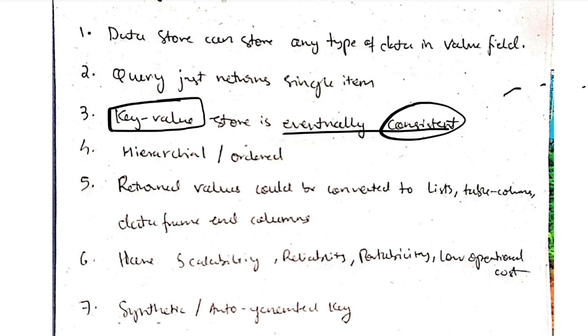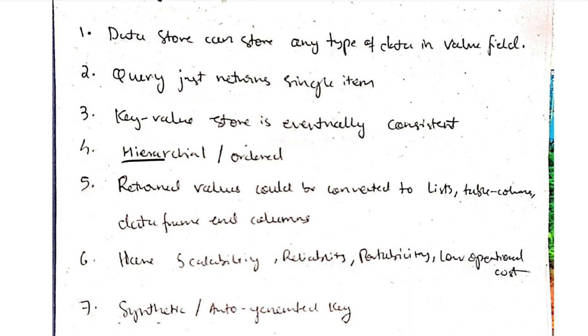It will have all the values, meaning the same in all the places. Okay, then H: hierarchical or ordered. The key value store can be hierarchical, in a hierarchical manner, or in an ordered manner. Ordered manner means in an ordered, structured manner. It can be of two types.